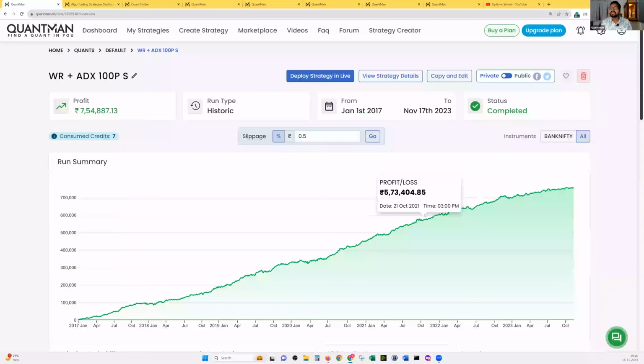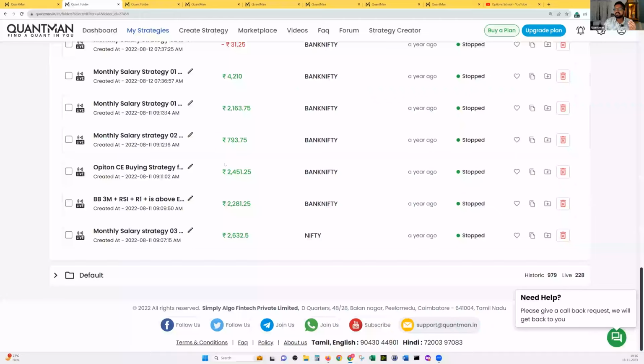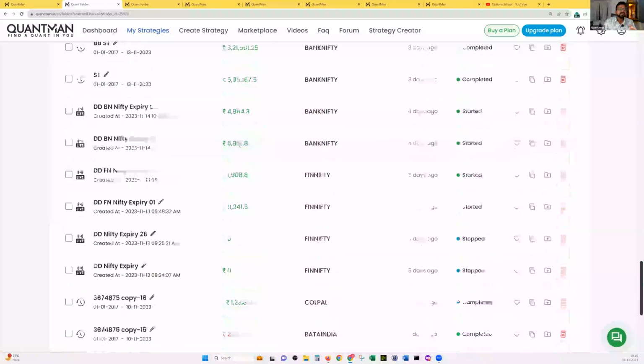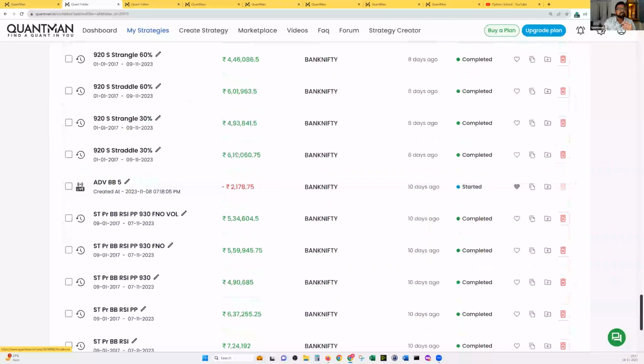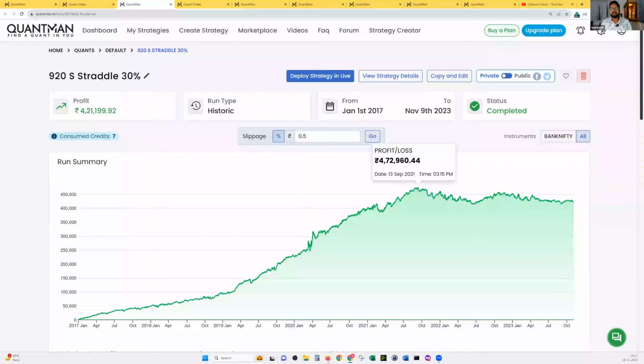Why do I say September 2021? Because from the month of September 2021, all the option selling strategies stopped working. The basic strategies like 920 short straddle and strangles have performed very, very badly. Let me take out the examples we explained last week. I put 0.5% slippage and this is where it comes out.